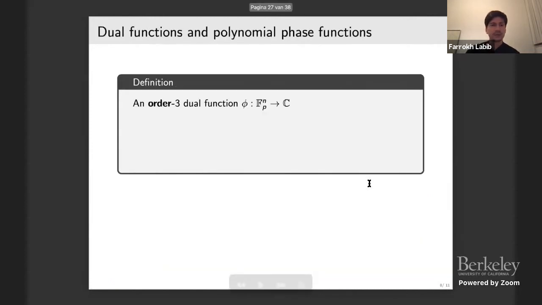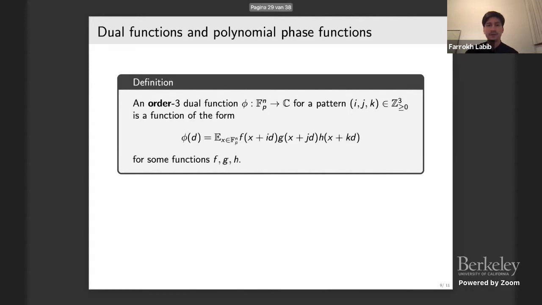So let me define what these objects are. An order 3 dual function is a function from F_p^n to the complex numbers. It's given by some pattern ijk, and it takes the following form for some functions f, g, h, and it's an expectation.